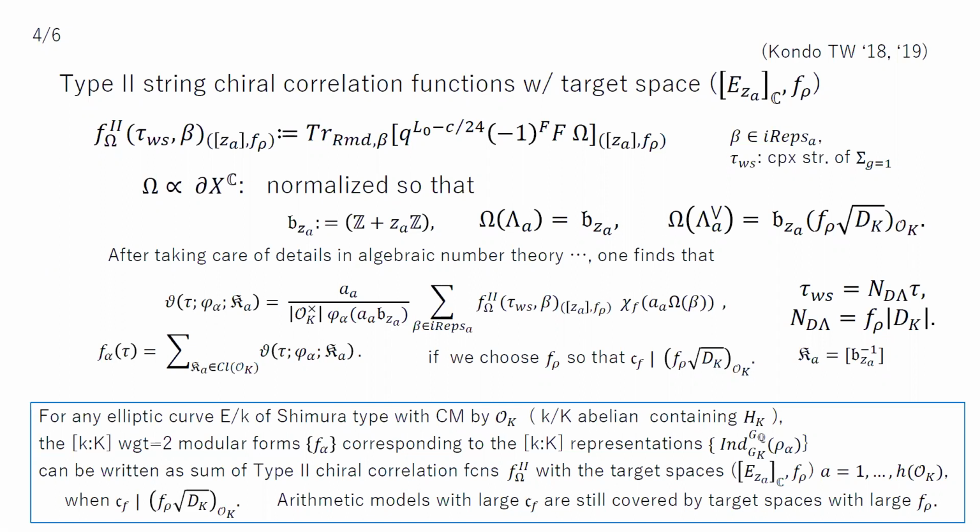But this is fine. So when you are interested in an arithmetic model of Shimura type with a large conductor, then we can choose the Kähler parameter f large enough in such a way that this ideal is divided by this conductor. So for any arithmetic model of Shimura type, we can find an appropriate choice of the Kähler metric, so that the string theory genus 1 amplitude reproduces the Hecke theta functions associated with the Galois representation.